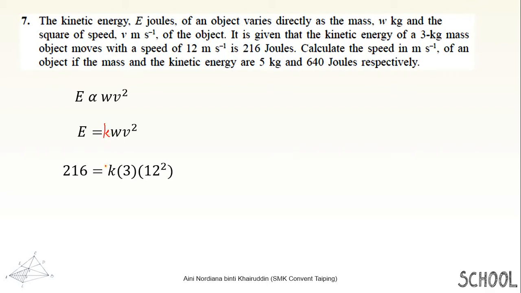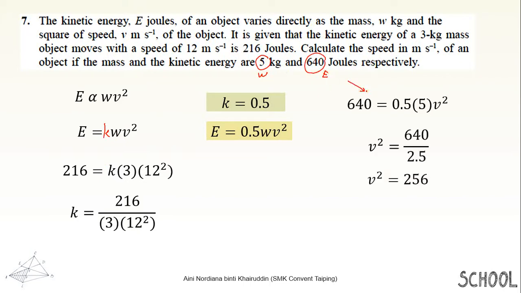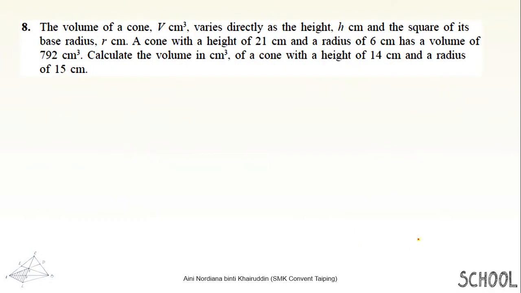Then you calculate the value of K, substitute it back into this formula, and then substitute the value of W and E into this formula. Then you will get the value of V equals 16 meters per second. Next, question number 8. The volume of a cone, V cm cubed, varies directly as the height and the square of its base radius. So this is in the form of relation.